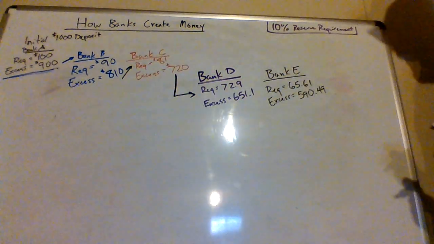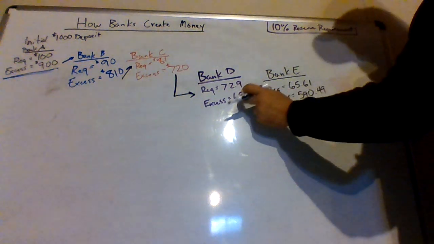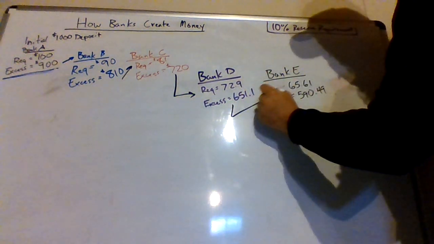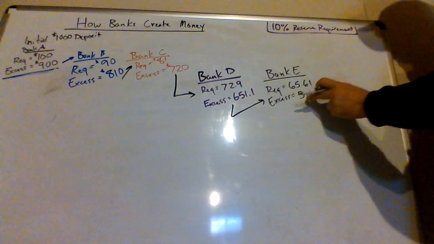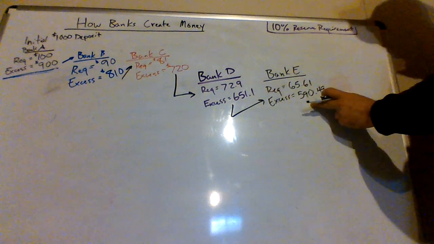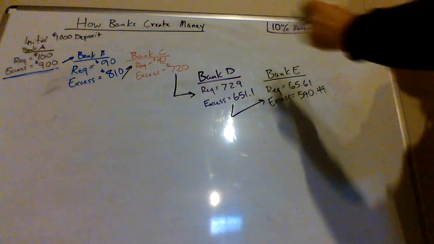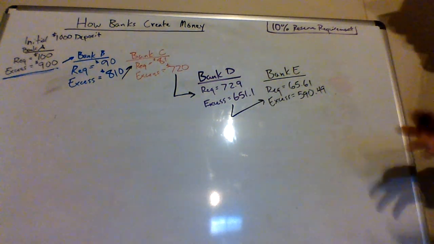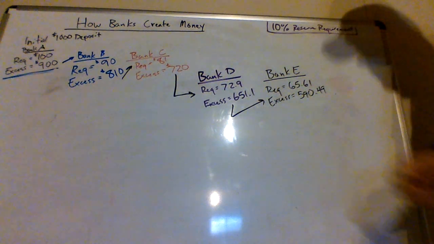That finds its way into Bank D, where Bank D can loan out $651.10. And Bank E can collect that $651. Now they can loan out $590. If we took some time here, we could go through all these steps and get all the way down to, theoretically, like a $1 deposit or whatever.